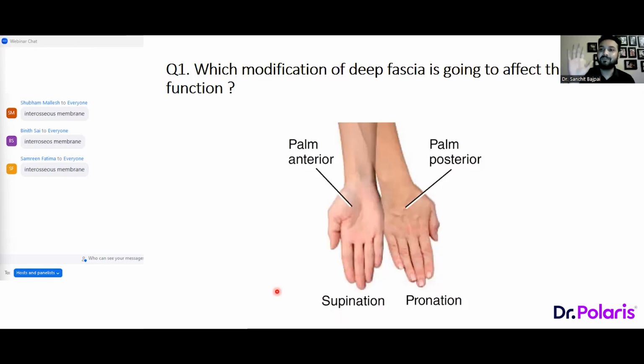But don't misunderstand that interosseous membrane is the only one which is causing this. Okay, there are many muscles also which cause this kind of function, but interosseous membrane is also one of the things which helps you in pronation and supination. Okay, remember this. Now let me move on to the second scenario of the day.